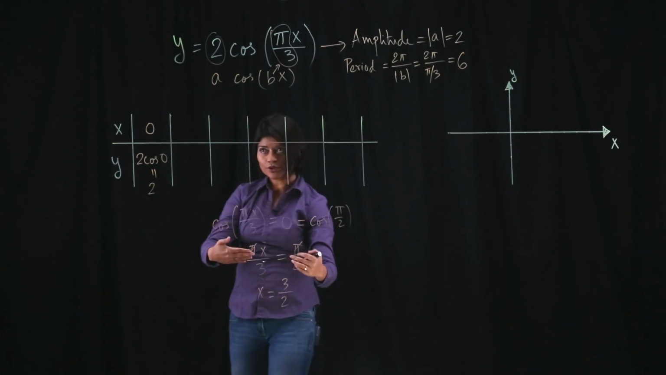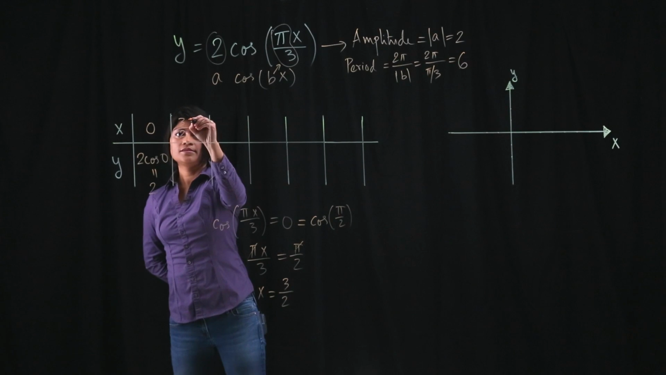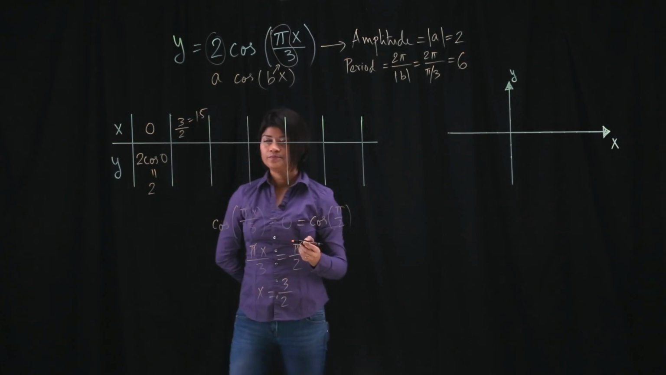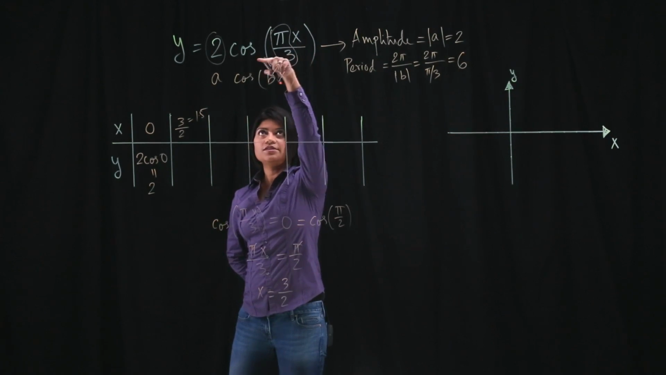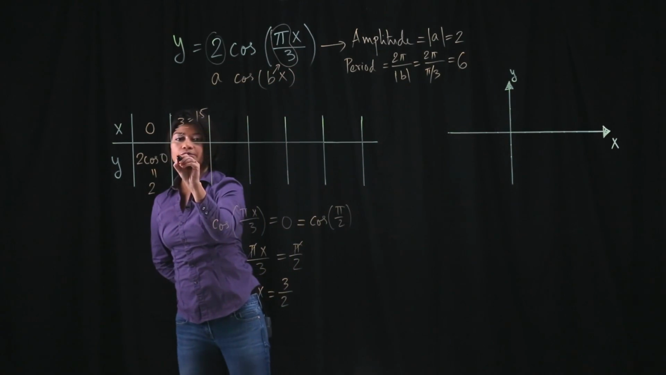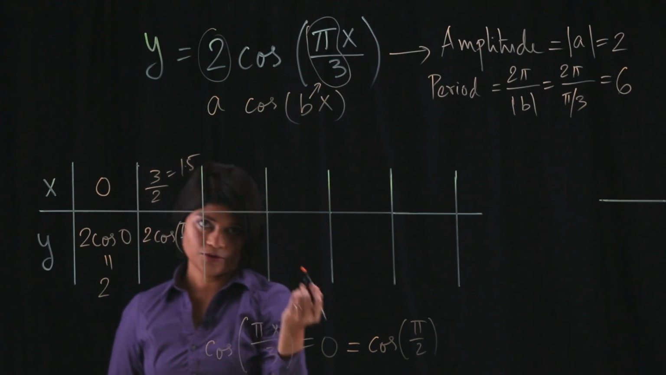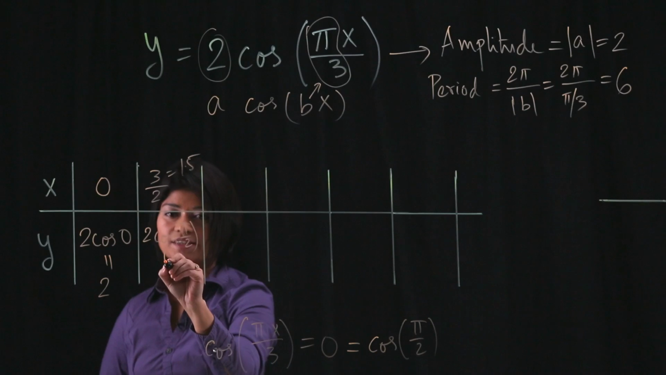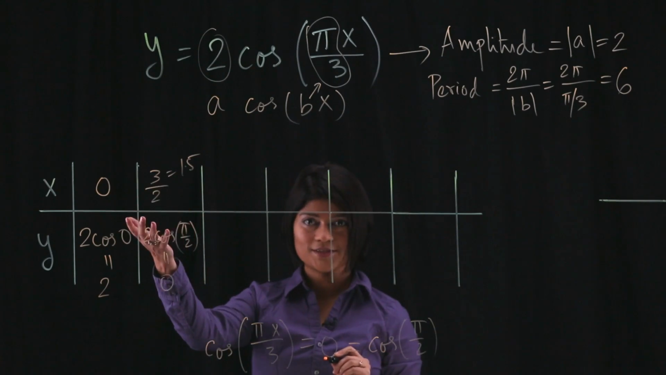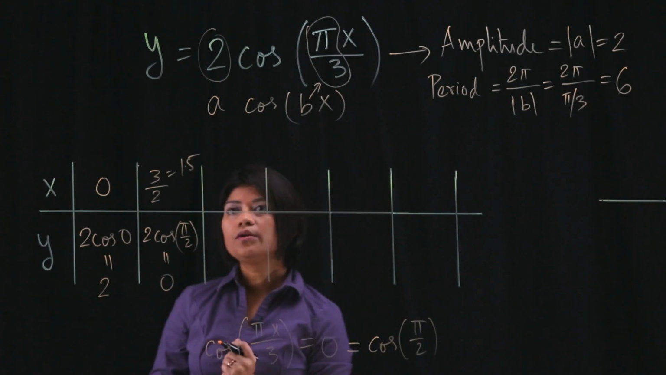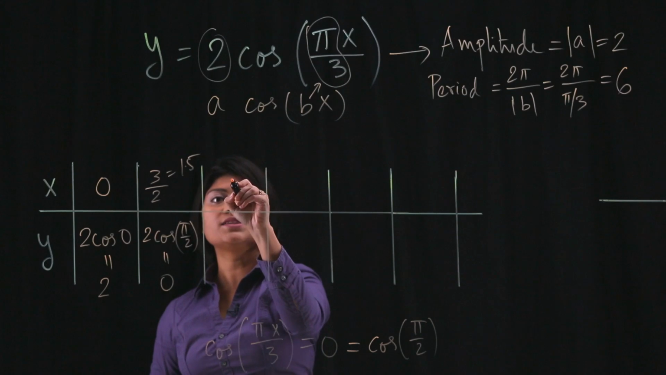So we're going backwards. If you plug in 3 over 2 for x, and that is 1.5, the 3 will cancel. This is cosine of pi over 2. And we know cosine of pi over 2 is 0, so this will be 0. So you can figure out key points this way, right? Okay, so what is the next value? What happens if you plug in x equals 3?